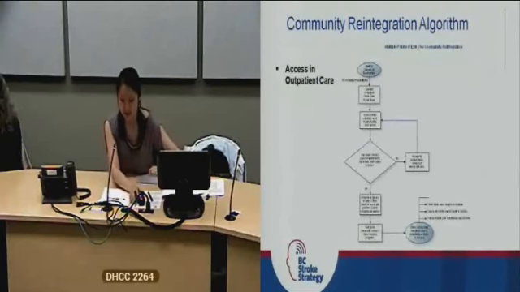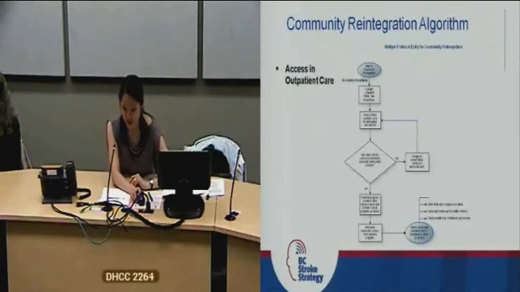This last algorithm is the third entry point into community reintegration, and is for those who are coming in directly from an outpatient setting. It's essentially a similar process where contact is made with community agencies and information is provided to them, and the supports are set up if they're appropriate.